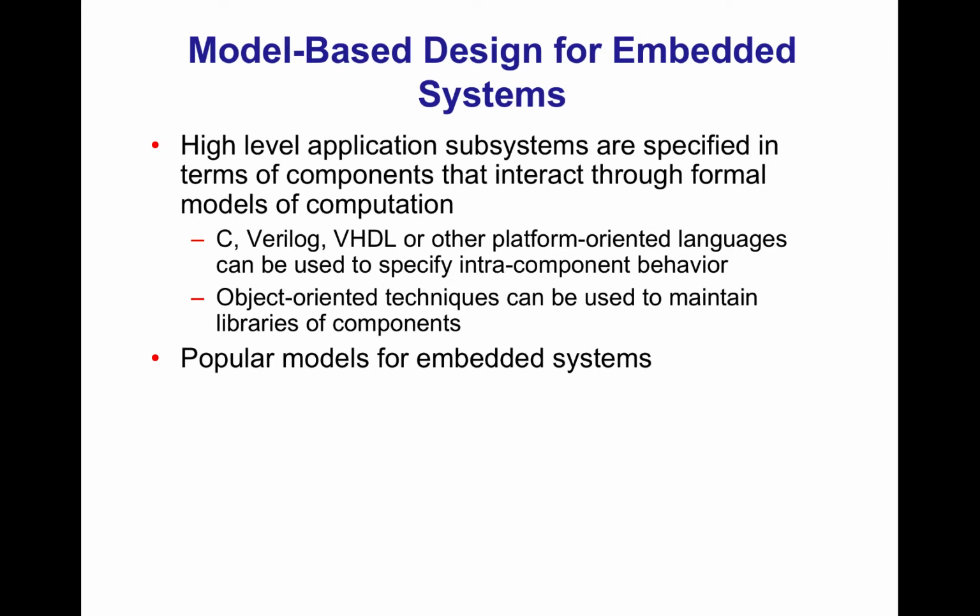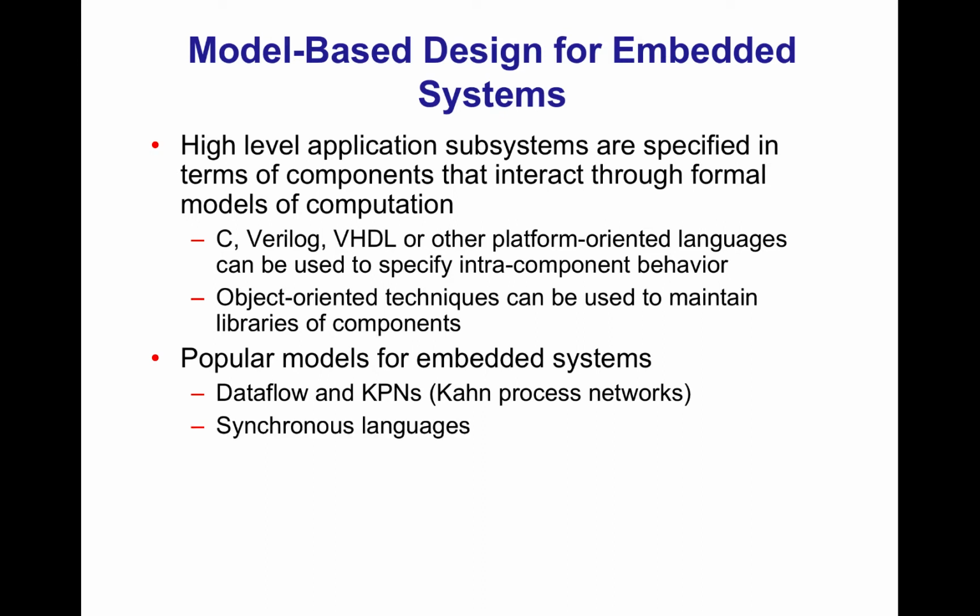And there are a variety of popular models of computation that are used in different kinds of embedded systems. Dataflow is very popular in signal processing systems, and we'll be talking more about Dataflow in this video. Dataflow is very much related to a more general class of models called Kahn process networks. So Dataflow and KPNs are used extensively in model-based design methods for signal processing systems.